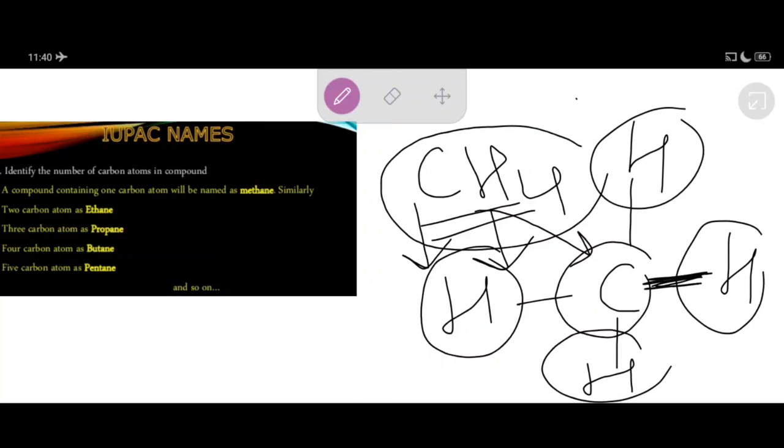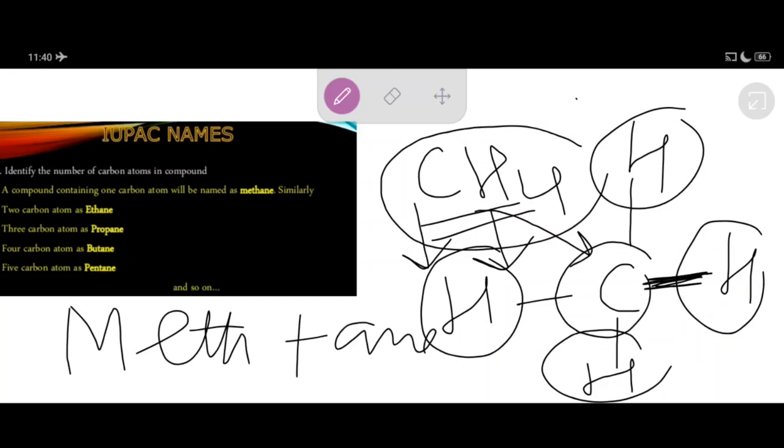That means for one carbon, you are supposed to write "meth". That means meth plus carbon-hydrogen single bond, that's "ane". And I told you that when there are carbon single bonds, you are supposed to write "ane". That's why this compound is known as methane.